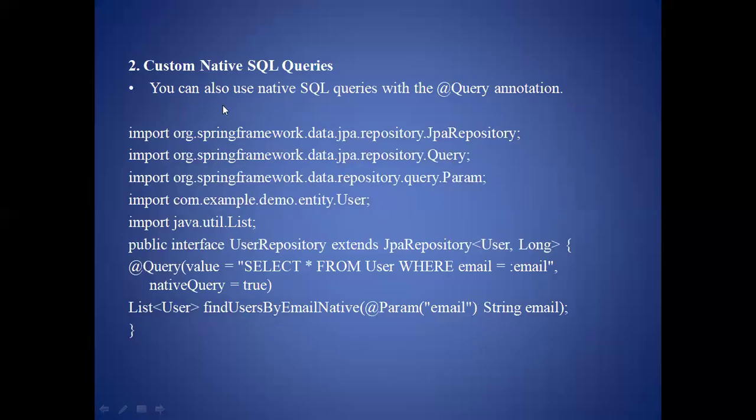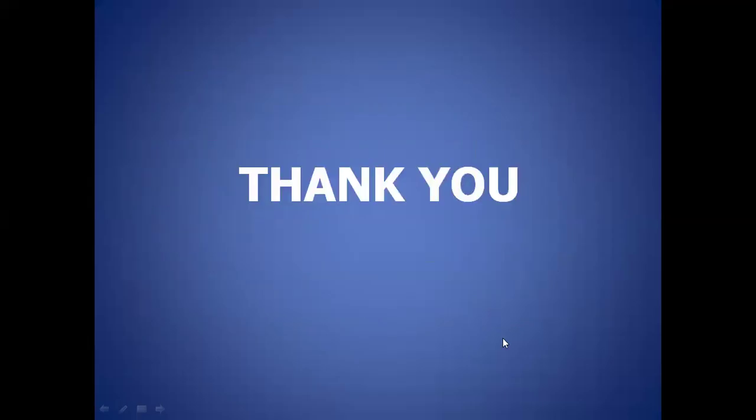Then the native SQL query. We also use the @Query annotation for native SQL queries. Before that, we import the JpaRepository, Query, Param, User and List packages. After that, the public interface is also in the repository layer. It extends JpaRepository<User, Long>, with @Query value "select * from user where email = :email". One more attribute is there: along with the value attribute, the nativeQuery attribute should be true. Then List<User> findUserByEmailNative, with @Param where we mention and pass the email value. Thank you.